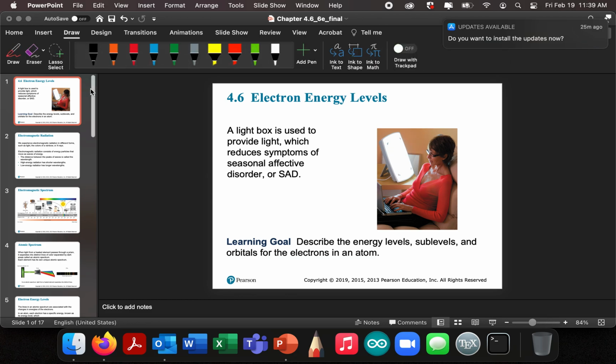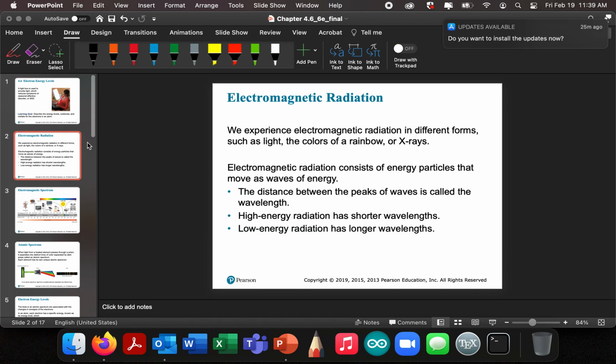Okay, so we're going to talk now about the electronic structure of atoms. Chapter 4, Section 6 is about electron energy levels, and there's a lot here. So I'm going to start out with talking about how we measure energy in atomic systems, okay? And we're going to talk, first of all, about electromagnetic radiation, right?